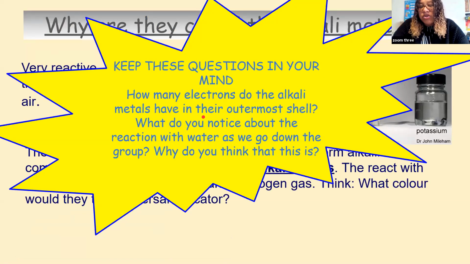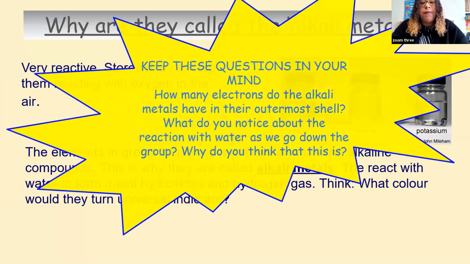So I have some questions for you. I don't need you to answer these, I want you to keep these questions in your mind. Think about how many electrons the alkali metals have in their outermost shell, and remember, they're in group 1. Think about the reaction with water as we go down the group and why you think that is. And another question: if they react that way with water, can you predict how they might react with other substances as we go down that group?